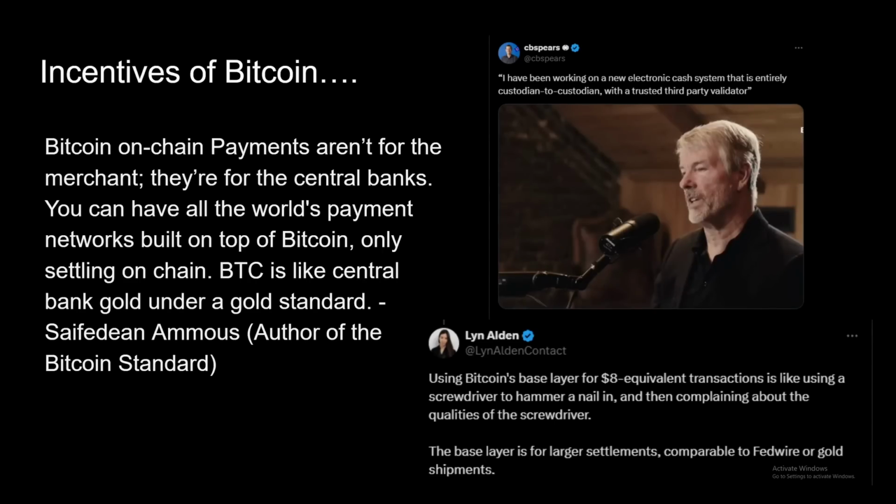A lot of the popular people within the Bitcoin space advocate more for layer 2s than they do for the base chain. So Bitcoin on-chain payments aren't for the merchant, they're for the central banks. You can have all the world's payment networks built on top of Bitcoin, only settling on-chain. Bitcoin is like central bank gold under a gold standard, and that's a quote by Saifedean Ammous, who's the author of The Bitcoin Standard. And there's also Lyn Alden, who says, using Bitcoin's base layer for $8 equivalent transactions is like using a screwdriver to hammer a nail in, and then complaining about the qualities of the screwdriver. The base layer is for larger settlements comparable to Fedwire or gold shipments.